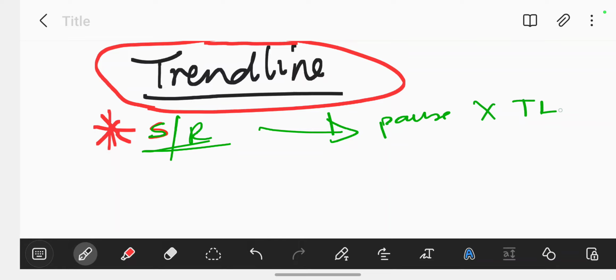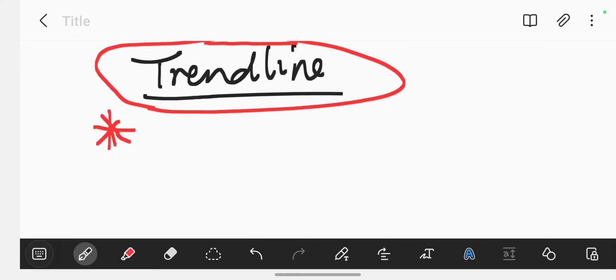we can't use it to draw a trend line. So you need to pay attention. A pause, we can't use it to draw a trend line. For trend lines, we only use pullbacks, the peak, and also the trough or whatever. But that market pause, we can't use it to draw a trend line.